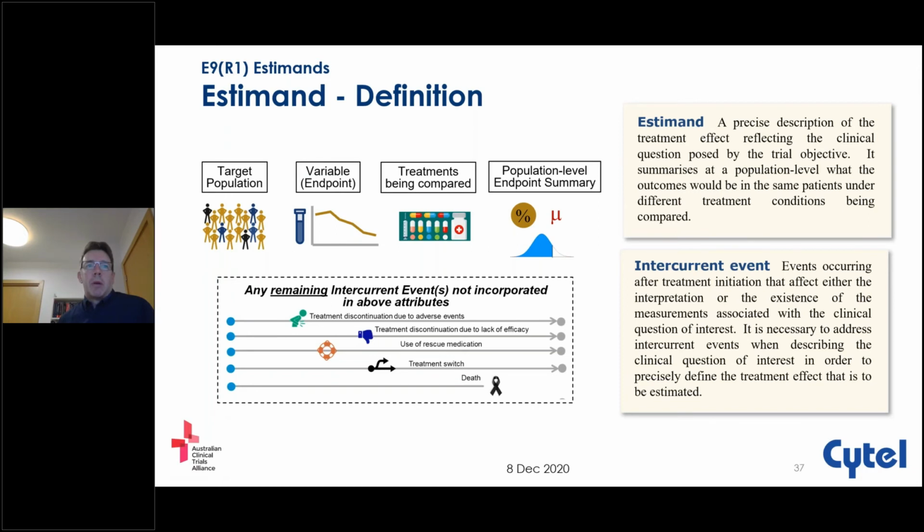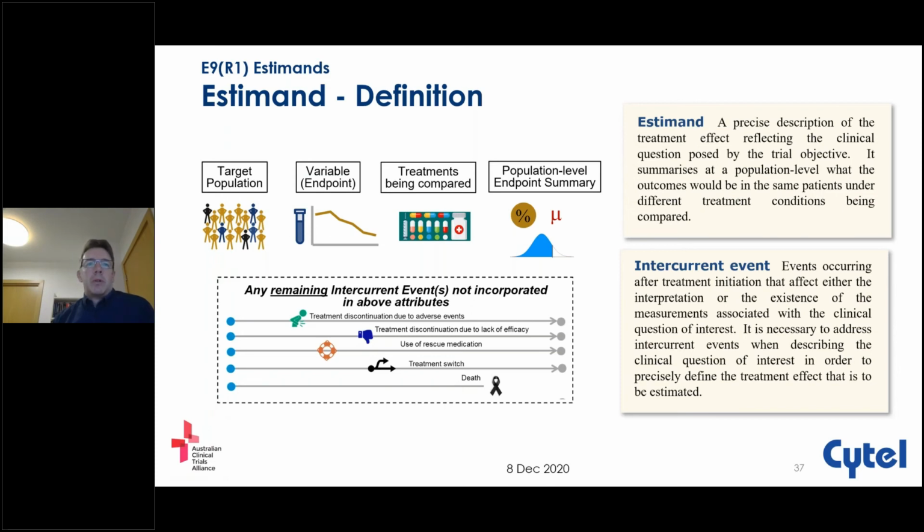Intercurrent events we know happen in all trials. And this is where most of the analysis plans and the protocols fell over before, because how you dealt with these intercurrent events was usually left to when you saw them. But there are a number of intercurrent events that have been predefined here. One is treatment discontinuation due to adverse events. What are you going to do with that patient if they've not met the end of the trial? How are you going to include that patient in the analysis?